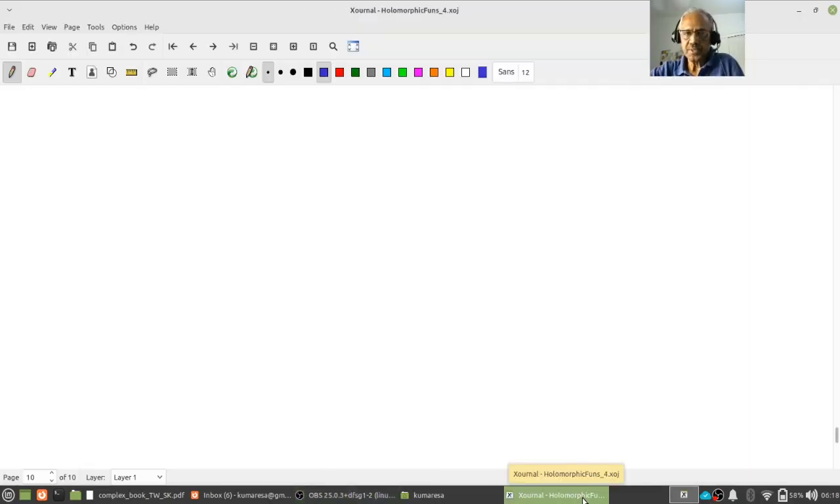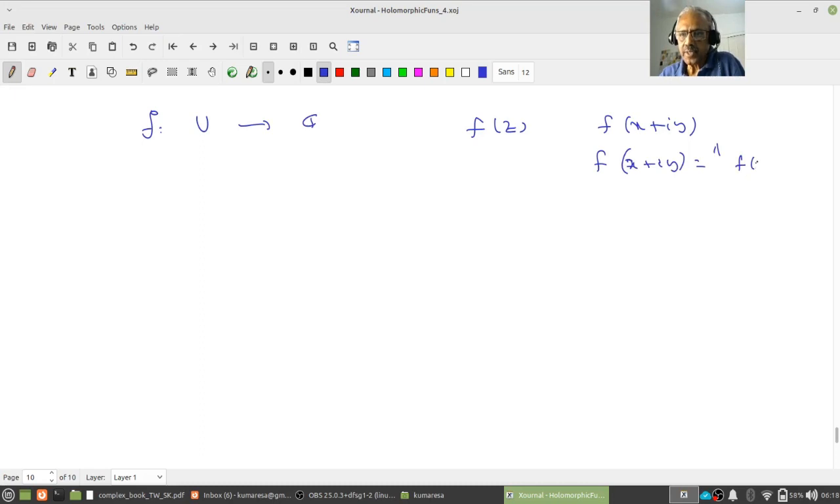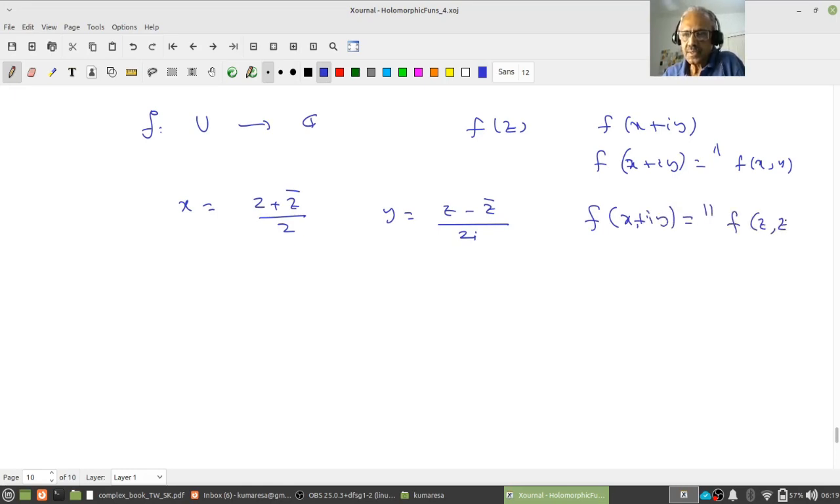Right? So, if I start with f from U to C, I can think of this as a function of z, or I can think of this as x plus iy, and therefore f is a function of two variables x and y. But remember, my x is z plus z bar by 2 and y is z minus z bar by 2i. Therefore, I can think of this function f of x plus iy also as a function of two variables f of z and z bar.